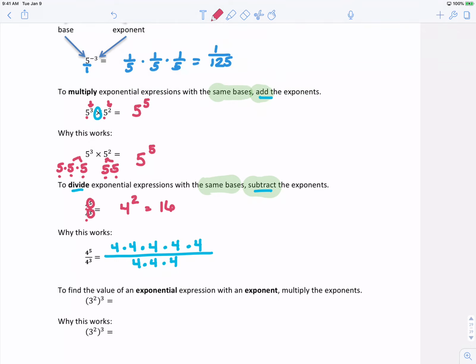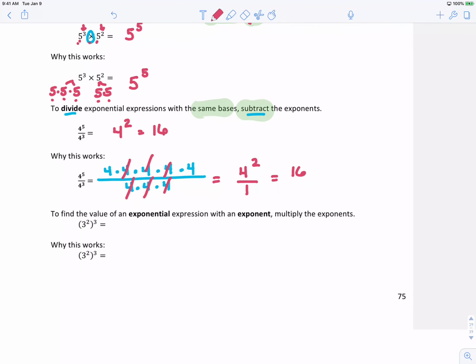From there, I just start crossing off. 4 cancels with a 4, 4 cancels with a 4, 4 cancels with a 4. And what I'm left with on top is 2 4s, so 4 to the second, and just a 1 on the bottom, which gives you that 16 like we got before. So again, when we are multiplying and these bases are the same, we add. And when we're dividing with the same bases, whether they're numbers or letters, we subtract the exponents.